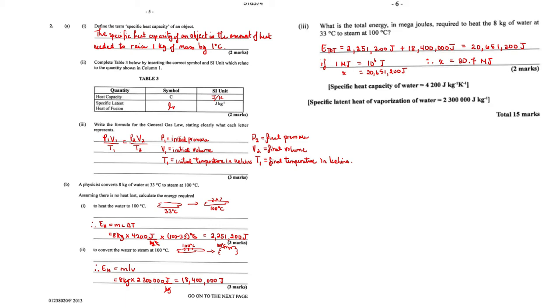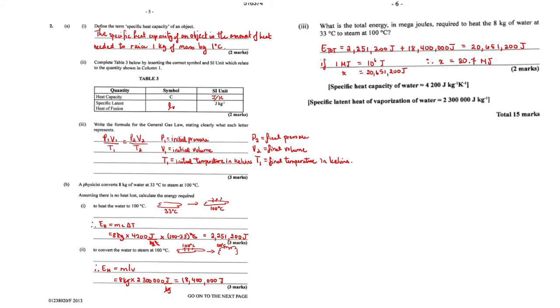Alright, so it says here define the term specific heat capacity of an object. Now the specific heat capacity of an object is the amount of heat needed to raise 1 kilogram of mass by 1 degree Celsius. Then it says table 3 needs to be completed by inserting the correct symbol and SI unit which relate to the quantity shown in column 1. So all you have to do is put in the SI unit, and for heat capacity it is joules per kilogram, and for specific latent heat it is LV.